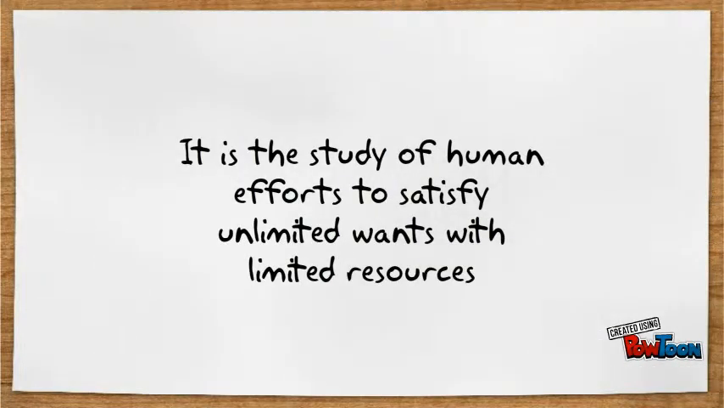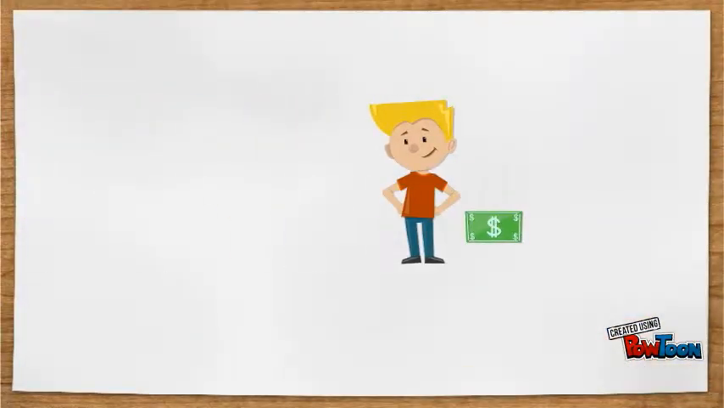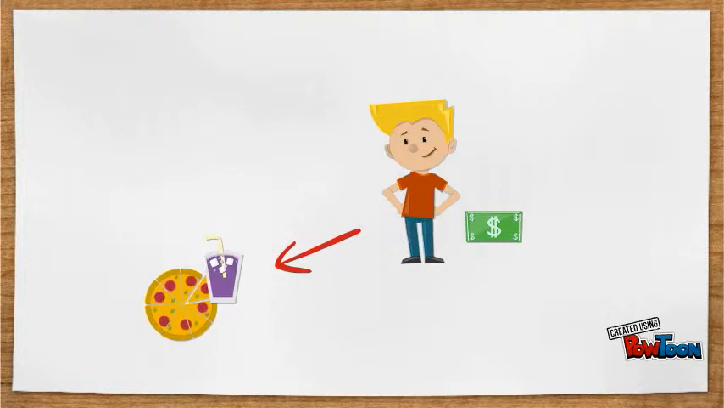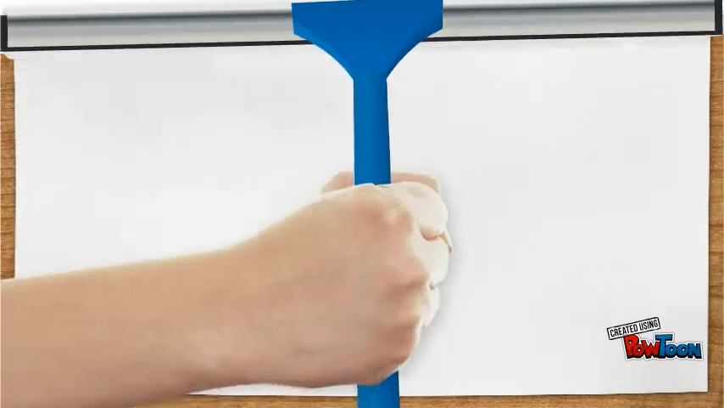Economics is the study of human efforts to satisfy unlimited wants with limited resources. And that is the basic definition of economics. Basically, there are people who have limited money to buy their unlimited needs and wants. So, economics studies how people use limited resources to make choices to satisfy their unlimited wants.